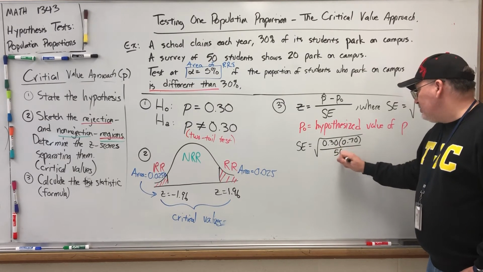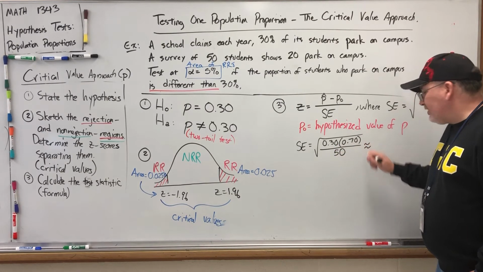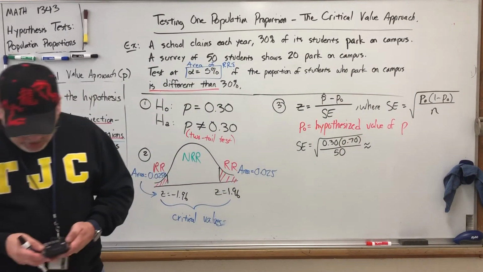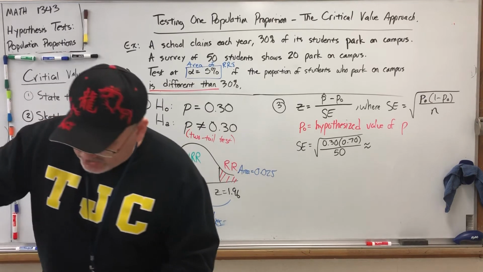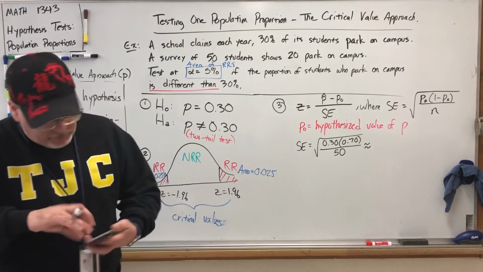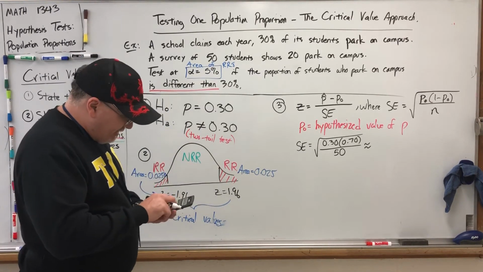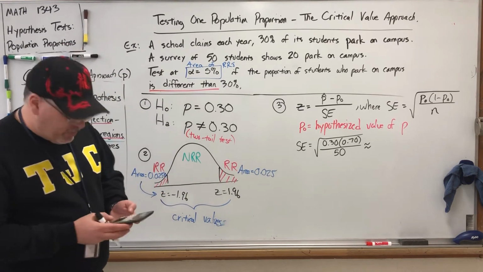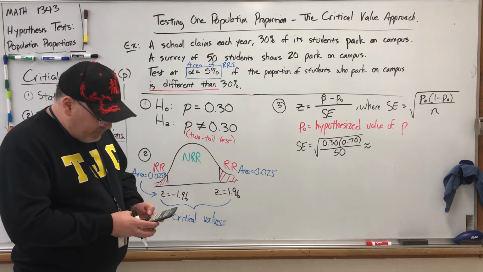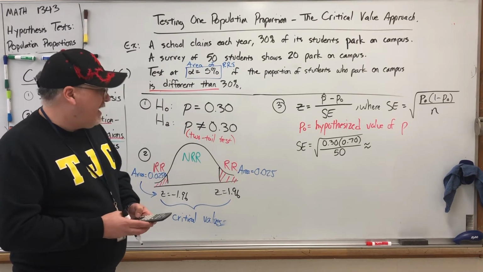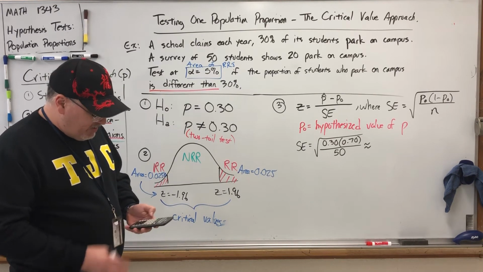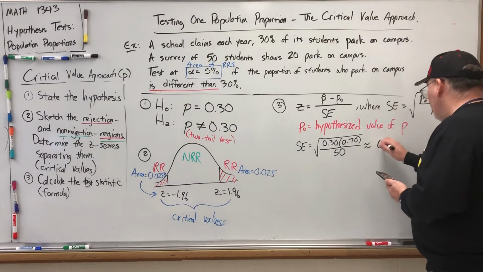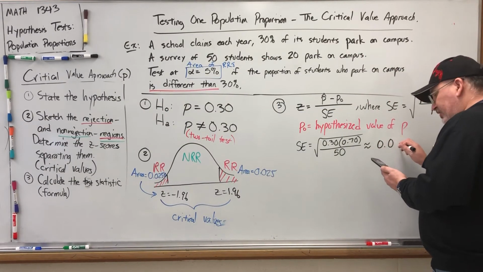We surveyed 50 students. This goes into a calculator, and using my standard procedure, we will just assume if it does not round out to 4 decimal places, that we will round it to 4 decimal places, and let's see what we get. My advice for doing this is to figure out the fraction first and then square root that answer. 0.30 times 0.70 divided by 50 equals a number, and if I square root that to 4 decimal places, I get 0.0648.